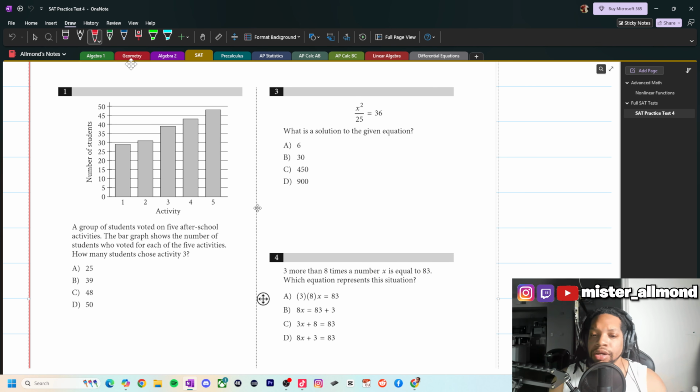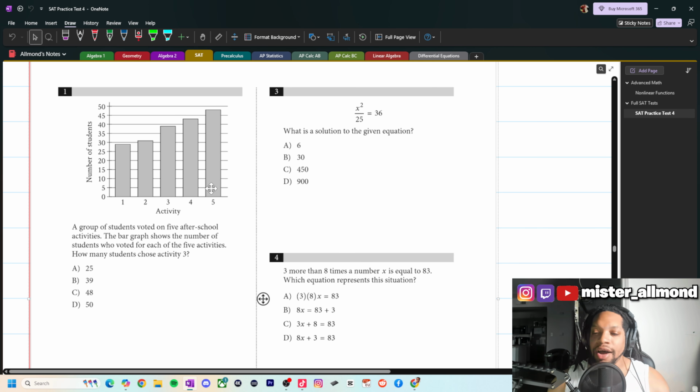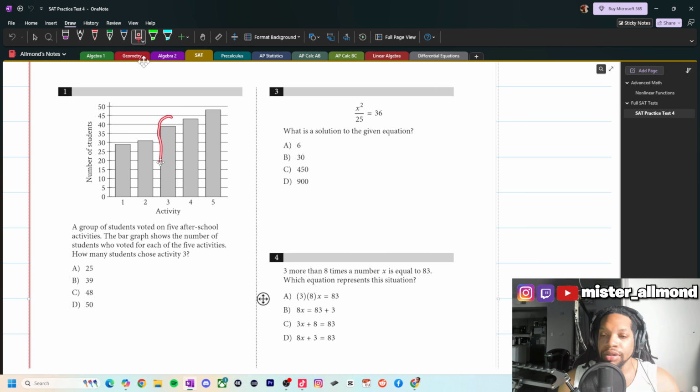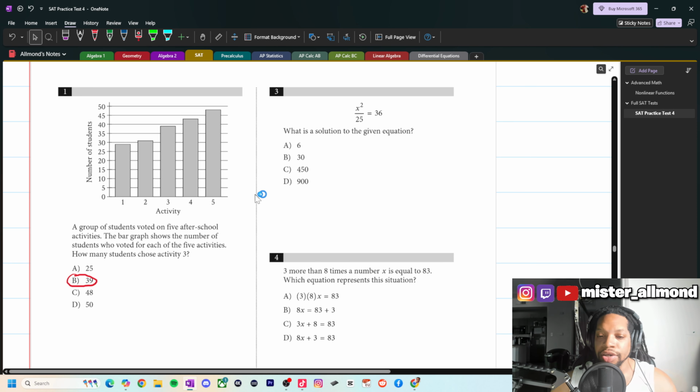Maybe. Let's see. A group of students voted on 5 after-school activities. The bar graph shows the number of students who voted for each of the 5 activities. How many students chose activity 3? Okay. Looking at the bar graph, on the y-axis, I got the number of kids. On the x-axis, I have the activity, number 1 through 5. Question asked for activity 3. According to the bar graph, it looks just under 40. Do I have an answer choice just under 40? I do. All right, nothing else really makes sense.